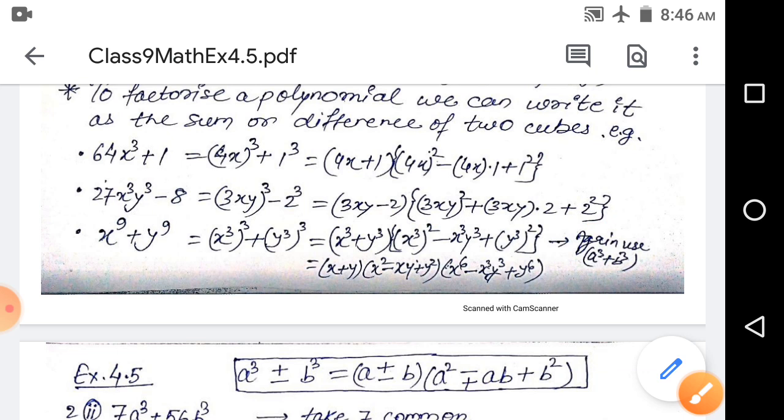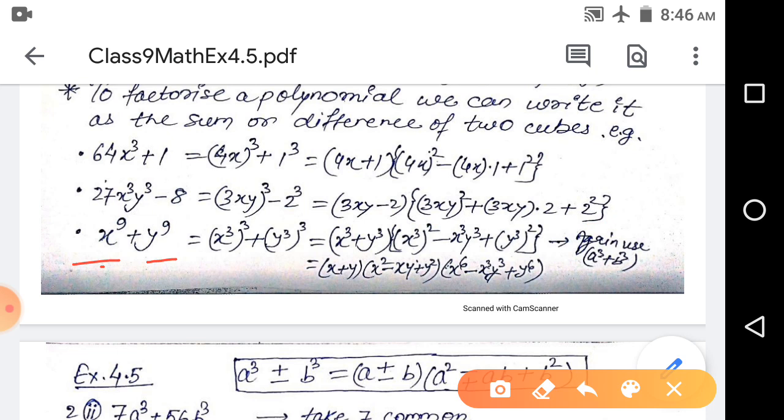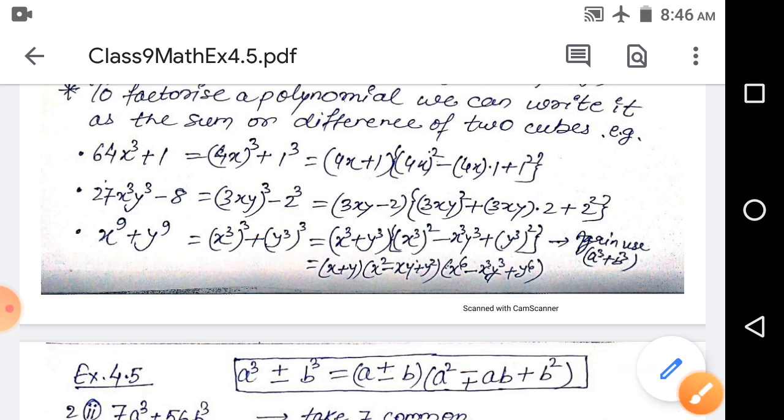Now see the next example, which is actually from exercise 4.5, question number 13 I guess. So here it is x to the power 9 minus y to the power 9. For this x to the power 9 we can write x cube whole cube, because powers are multiplied together, so this 3 into 3 is 9. And for this y to the power 9 we can write y cube whole cube. Now we have the sum of 2 cubes. See, in the place of a it is x cube, and in the place of b it is y cube.